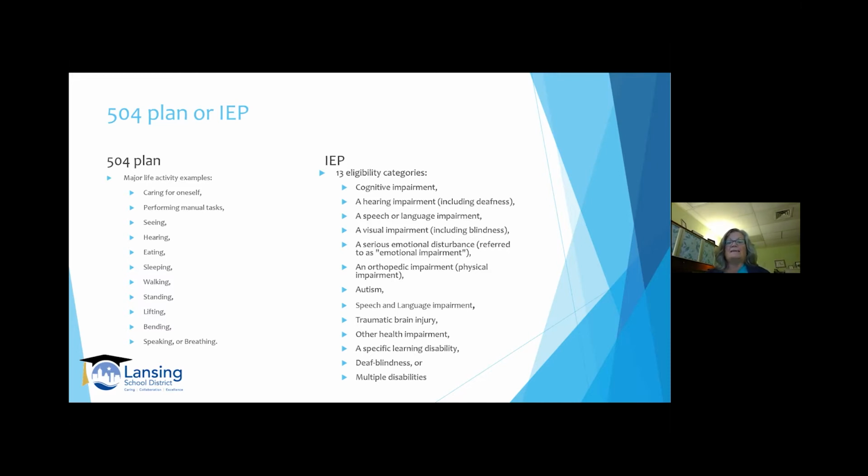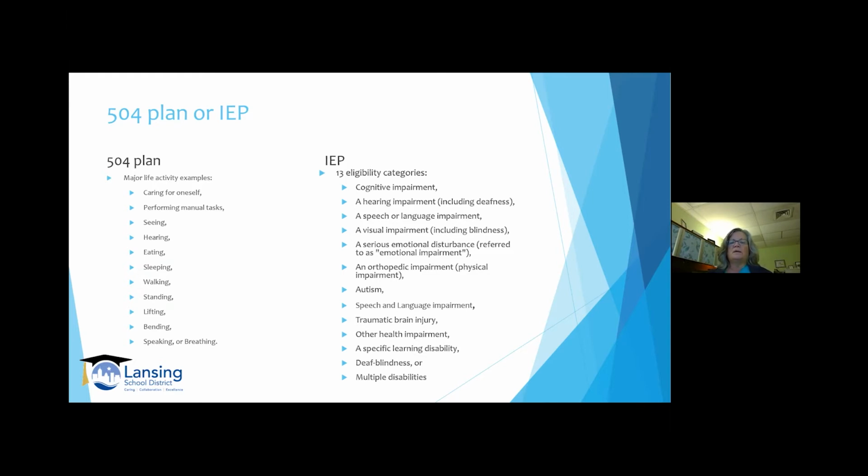In terms of an IEP, there are 13 categories, and each one of these categories has a very specific list of criteria that must be met in order to qualify a student as having a disability or needing an IEP to help with their instruction in their classroom. Okay, so you can see here we are talking about a cognitive impairment. So that would be an impairment in their mental functioning.